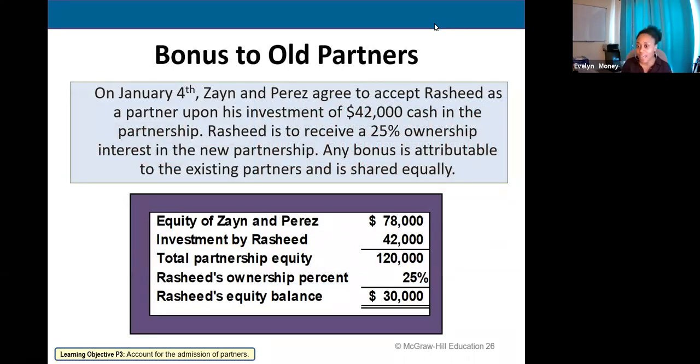So let's see this in terms of numbers. Hopefully that will help this whole thing to make a little more sense. We're still dealing with Zain and Perez, and Rashid wants to come in. Zain and Perez agreed to accept Rashid as a partner upon his investment of $42,000 cash in the partnership. Rashid is supposed to get a 25% ownership interest in the new partnership. Any bonus gets shared equally among those existing partners. So the first thing we have to do is calculate Rashid's new equity balance.